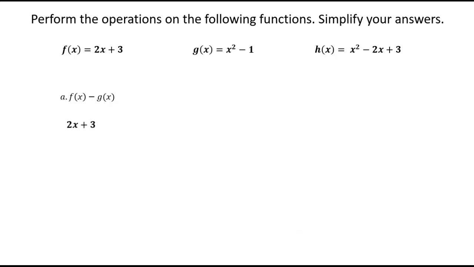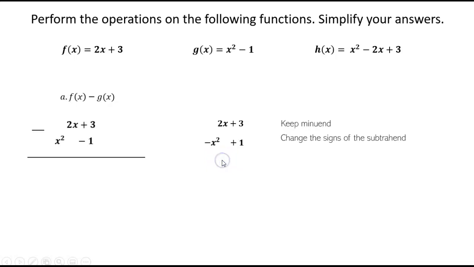We get 2x plus 3 as our minuend, and the subtrahend is x squared minus 1. In a similar manner that we did in the previous example, we'll keep the minuend, which is 2x plus 3, and then change the sign of the subtrahend from x squared minus 1. We can change it to negative x squared plus 1. And then we'll proceed to addition.